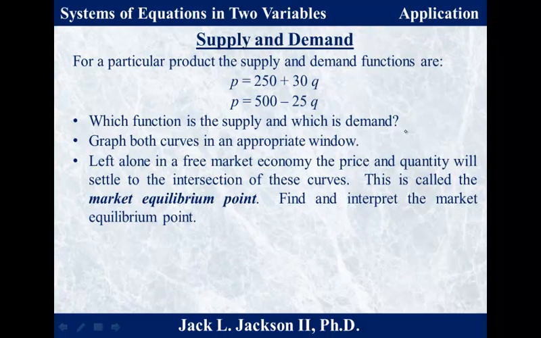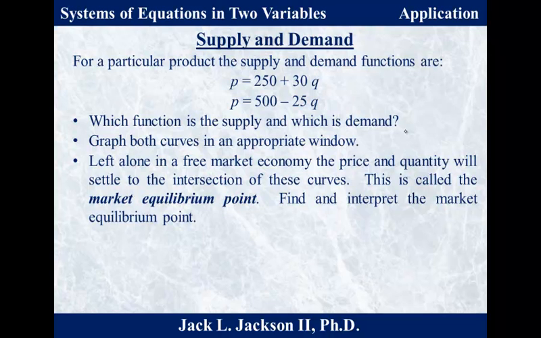So let's pretend for a particular product the supply and demand functions are P equals 250 plus 30Q and P equals 500 minus 25Q. So the first question is which one's supply and which one's demand, and how do you know? Then we want to choose an appropriate window and graph these two functions.